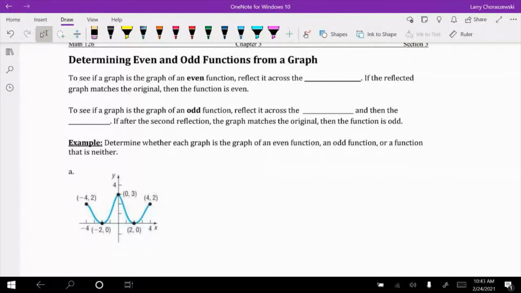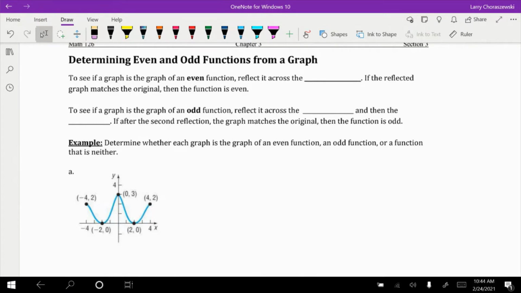So I'm going to do my best to show you how we can determine if a graph has y-axis symmetry or origin symmetry by using some reflections. Now keep in mind, a graph that has y-axis symmetry is the graph of an even function. And a graph that has origin symmetry will be the graph of an odd function.